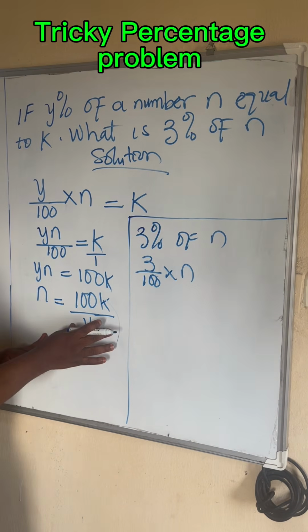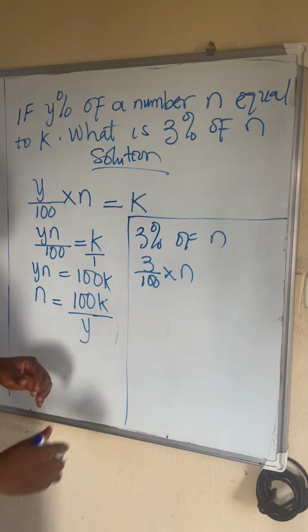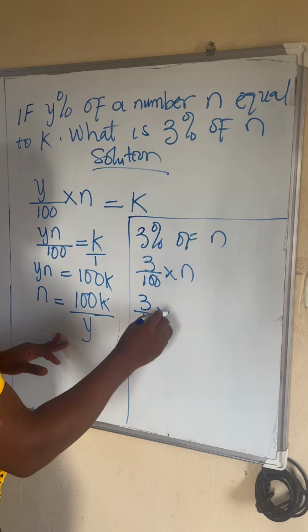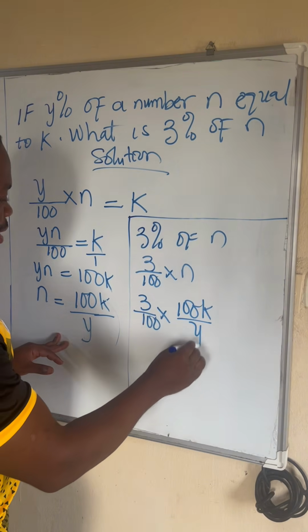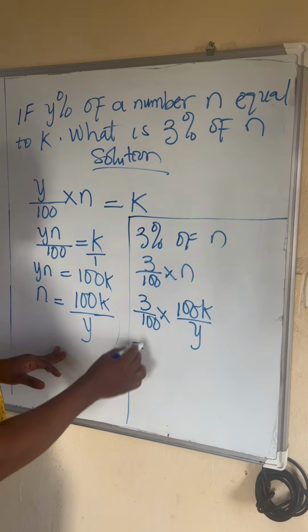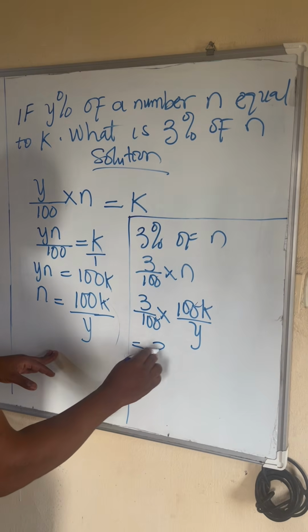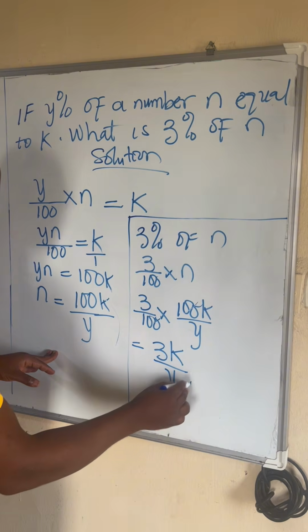And what is the value of n? The value of n is 100k over y. So we have 3 over 100 times 100k all over y. The whole of this is representing n. So this will be equal to, 100 can cancel 100, so we'll be left with 3k all over y.